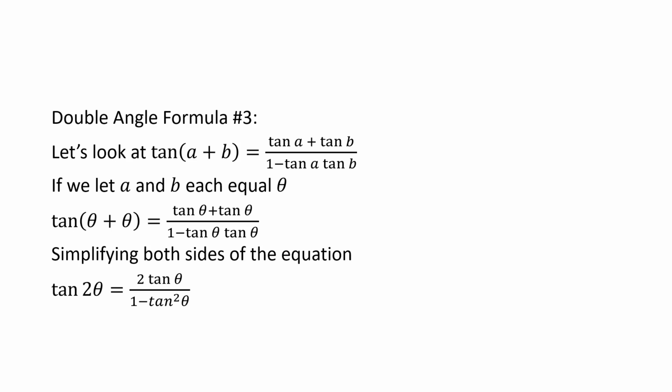Finally, looking at the compound angle formula for tan, we recall that the tan of A plus B is tan A plus tan B over 1 minus tan A tan B. Well, if we let A and B both be theta, then we can say tan of theta plus theta equals tan theta plus tan theta over 1 minus tan theta tan theta. The numerator simplifies to 2 tan theta. The denominator simplifies to 1 minus tan squared theta. And we have a double angle formula for tan. Specifically, tan of 2 theta equals 2 tan theta over 1 minus tan squared theta.